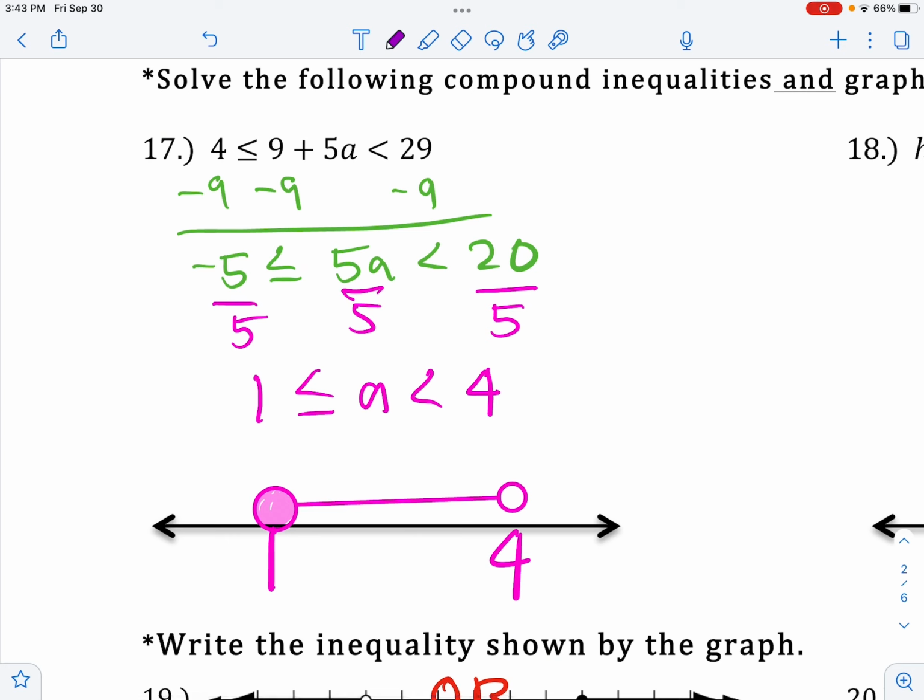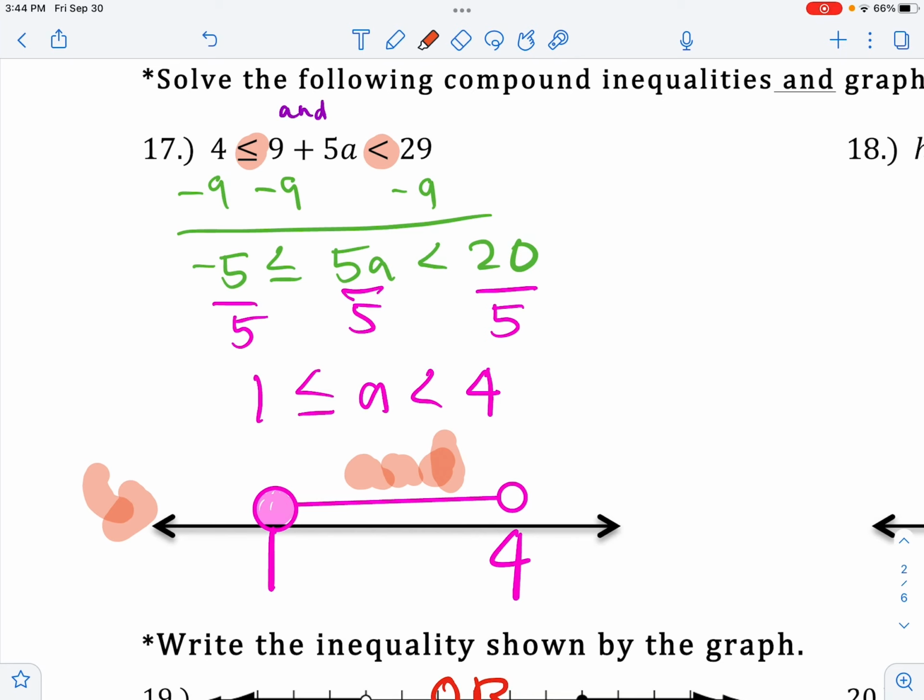On 17, we have our first compound inequality. This is an and situation, and because it's an and situation, we know a couple of things. First of all, that it's less than, right? It also doesn't say or, so we know it's not. It means that the graph will look like this. They have to touch each other because this is an and situation, right?